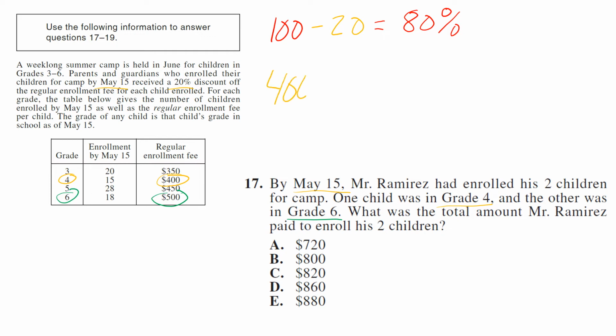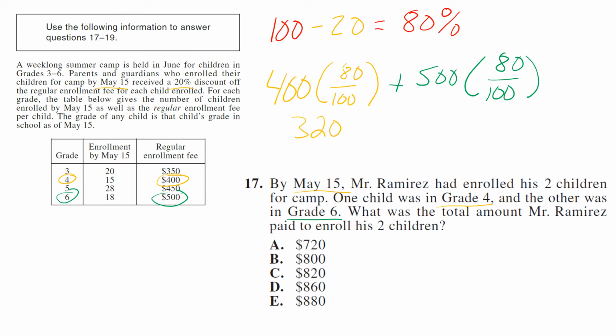So $400 for his grade 4 child, and it's 80%, 80 over 100, or 0.8. And that is then added to the 6th grade child, $500. Again, he's paying 80% of the total cost. And we get 320 plus 400. So total is 720. So your answer is A.